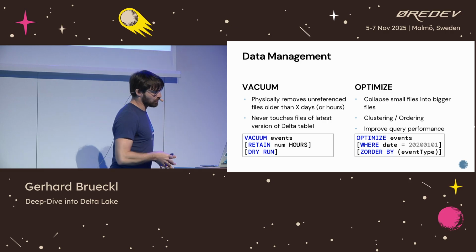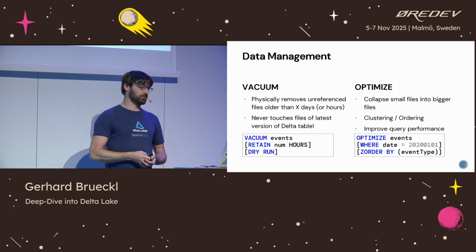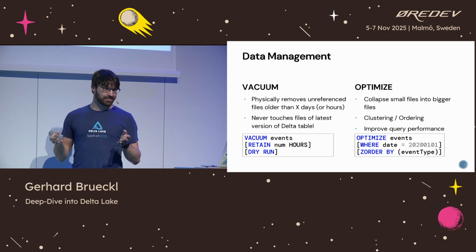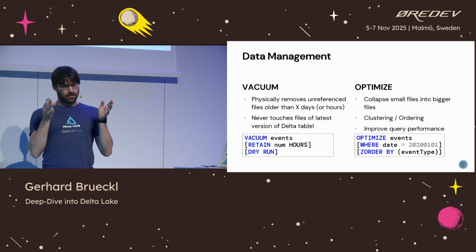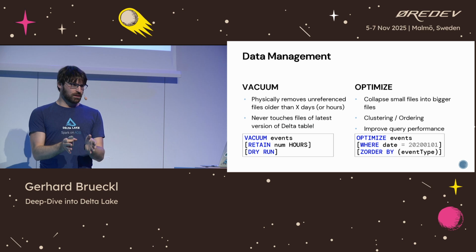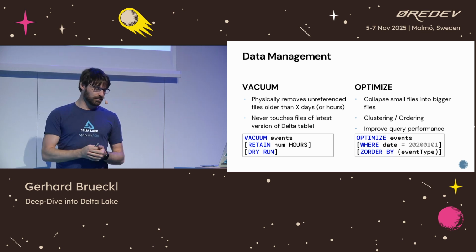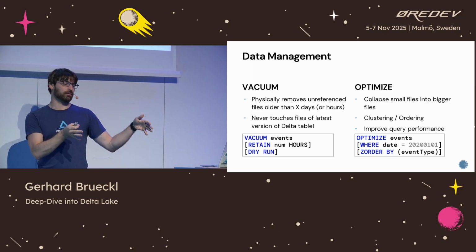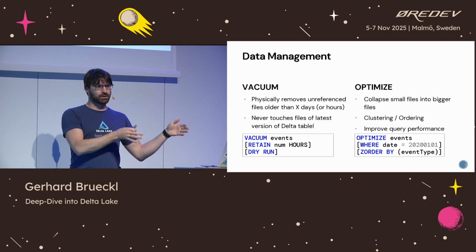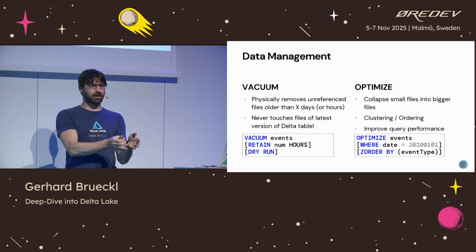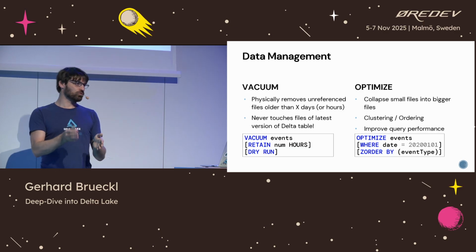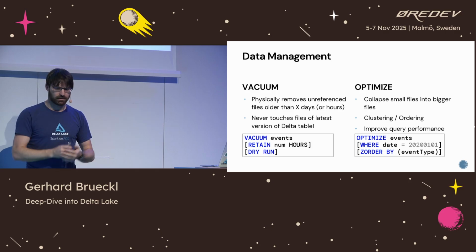So coming back to vacuum and optimize, because those are very important operations. As I mentioned, vacuum physically removes unreferenced files. So if a file is not part of the most recent version of the table anymore, it can be removed. There are also parameters that you can use for vacuum to make sure not to break your time travel capabilities. You can say, okay, delete all physical files that are not part of any Delta Lake table version that's newer than X hours or X days, to make sure that you can still always do a time travel 3 days back, for example.